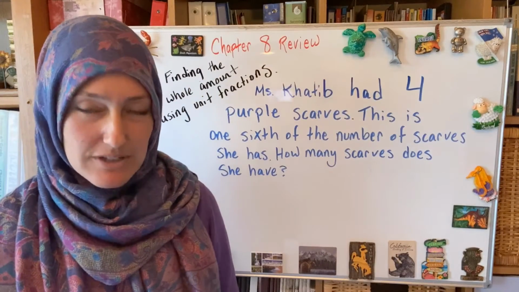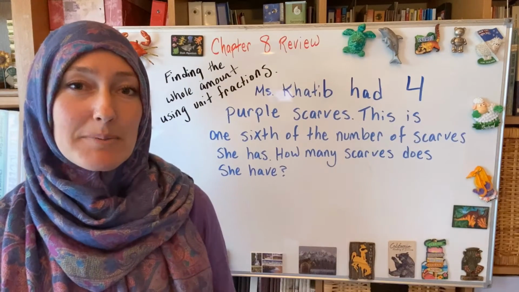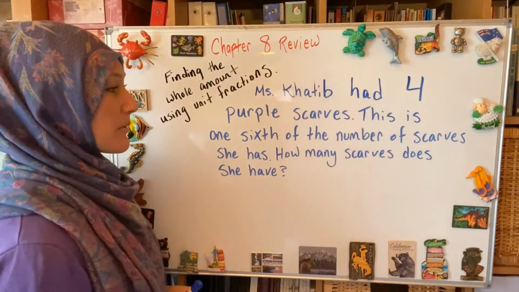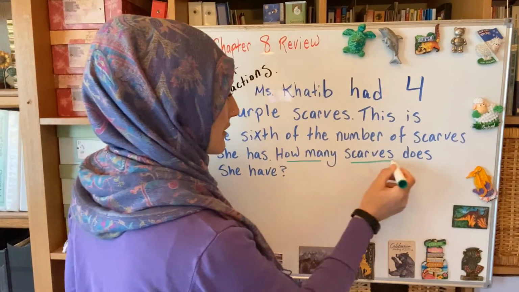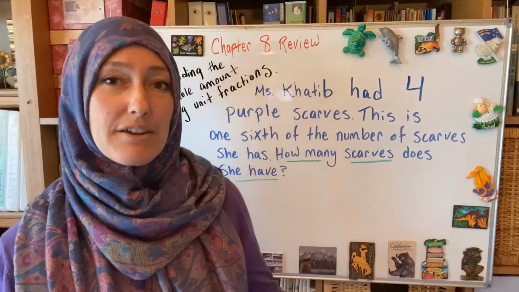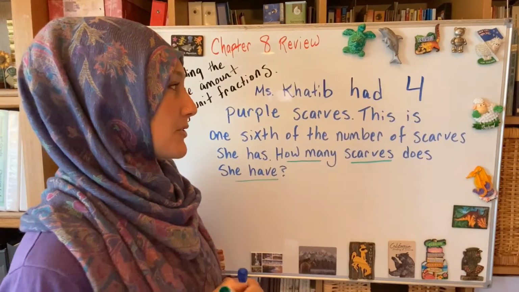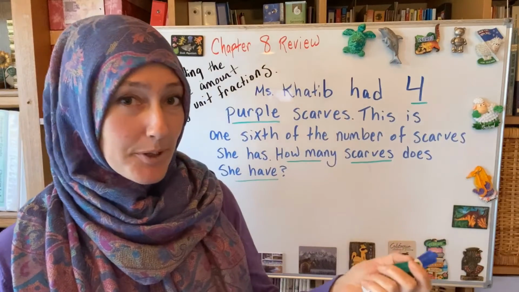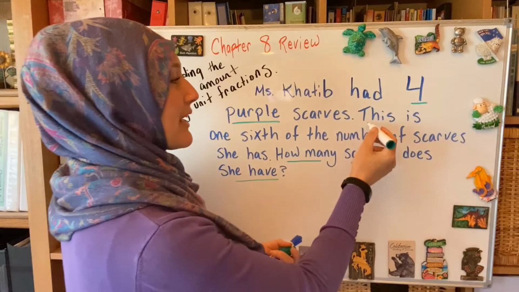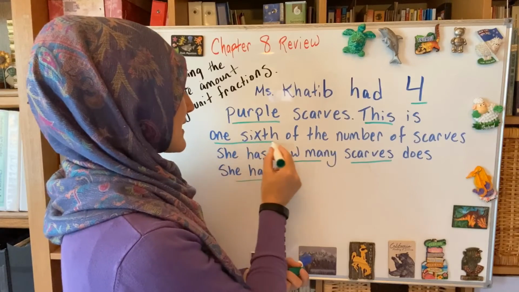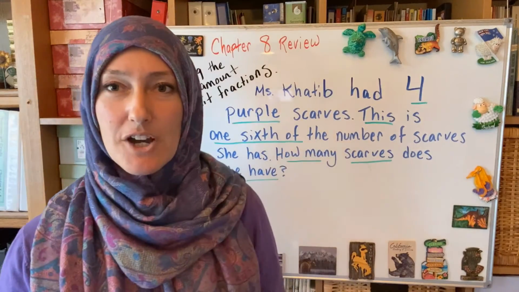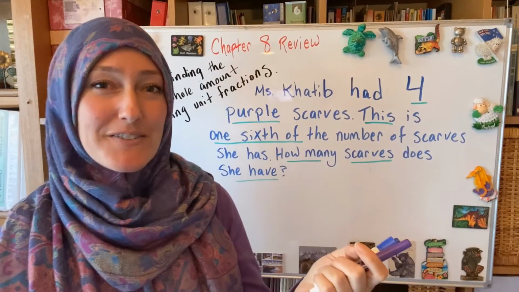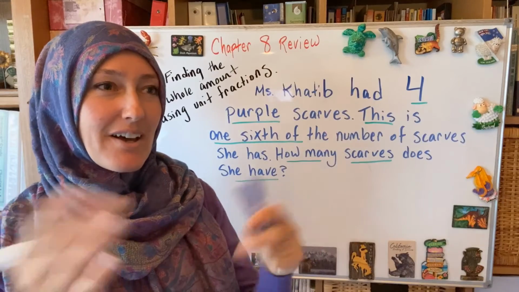So with these kinds of questions, there are 2 pieces of information that talk about the same thing. First, we have to ask ourselves, what are we looking for in the question? The question is asking us, how many scarves does she have altogether? What information do I have? I know that I have 4 purple scarves. So 4 scarves are purple. What else do I know? That this is 1/6 of the number of scarves. So 4 scarves are purple. The purple scarves is 1/6 of the whole amount.